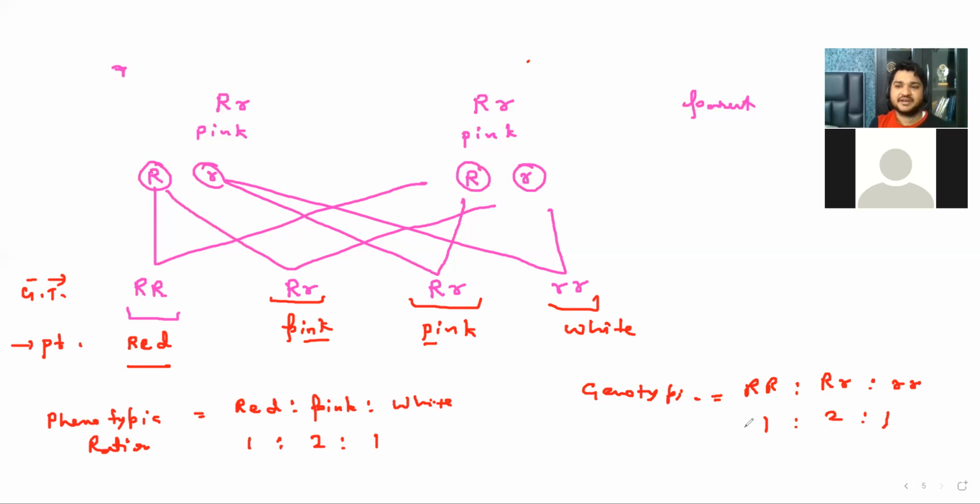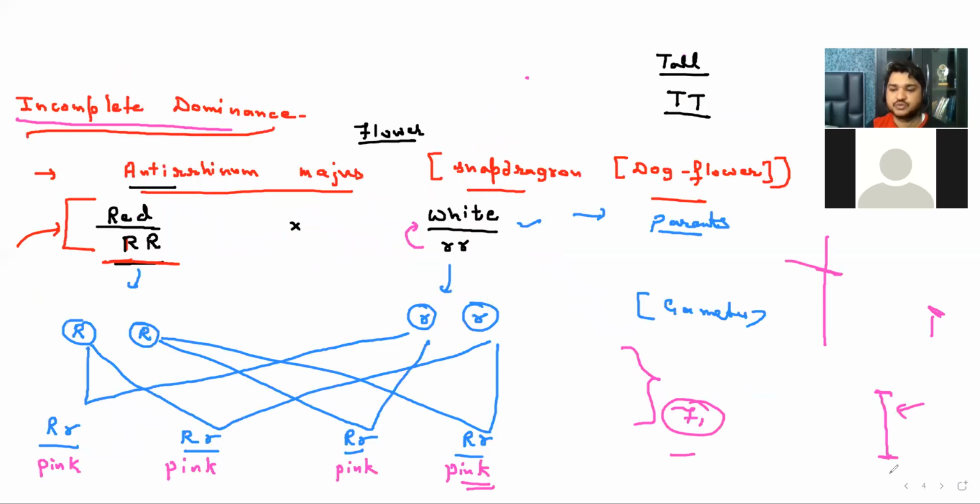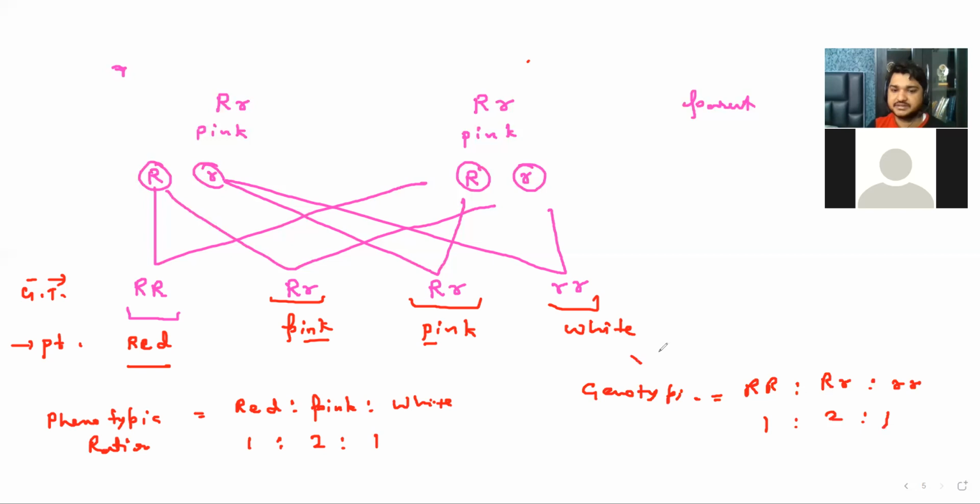Equal. I see, in incomplete monohybrid dominance. In the dihybrid, that was not the same, they were different. But here in incomplete dominance, they are completely the same, 1:2:1. Got it?